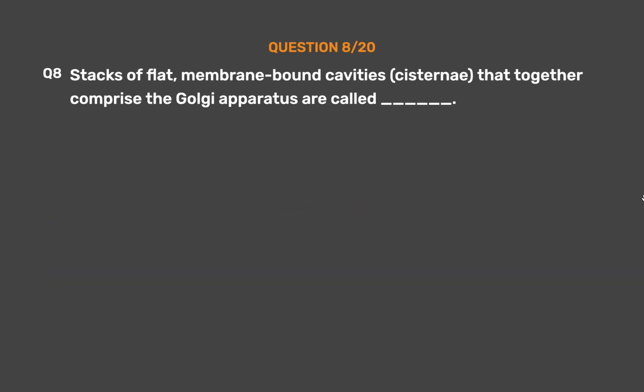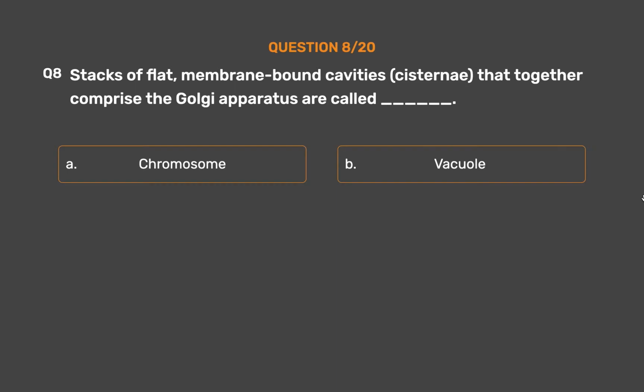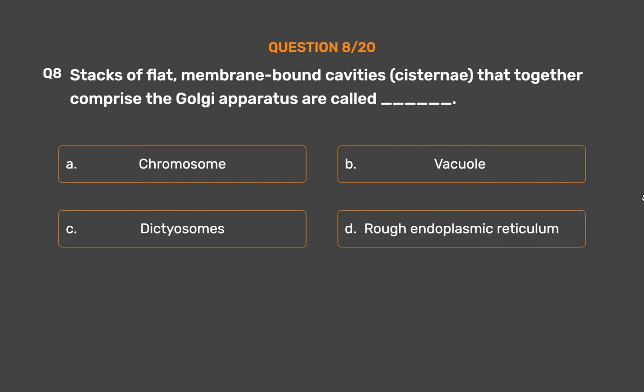Question number 8. Stacks of flat, membrane-bound cavities, cisternae, that together comprise the Golgi apparatus are called underscore. Option A, chromosome. Option B, vacuole. Option C, dictyosomes. Option D, rough endoplasmic reticulum.